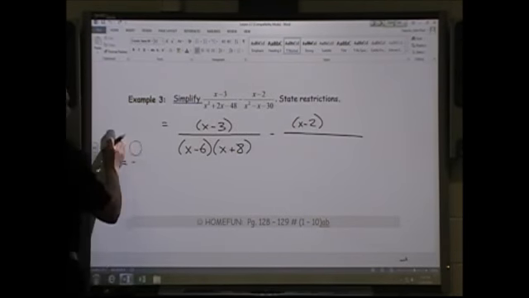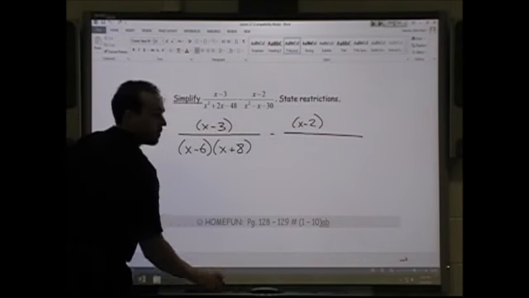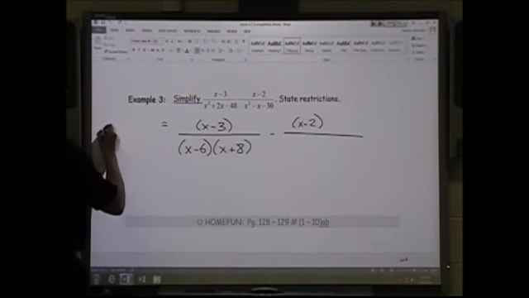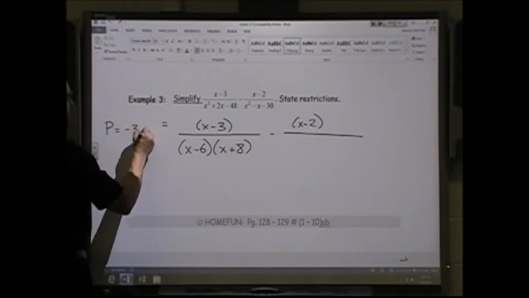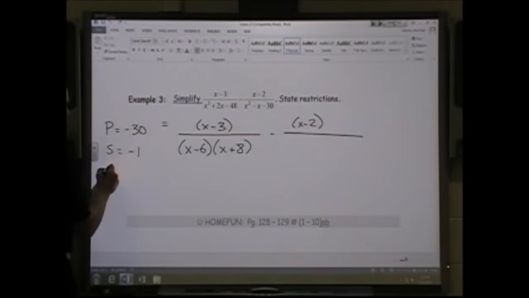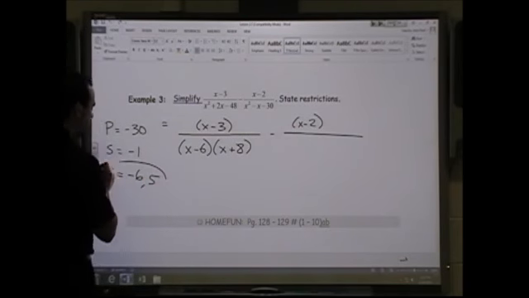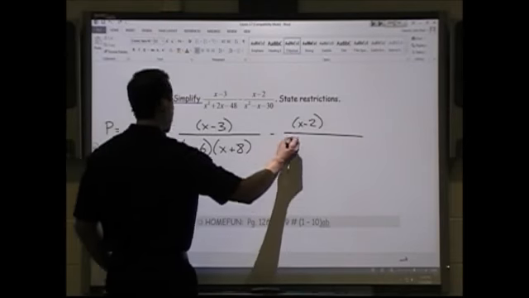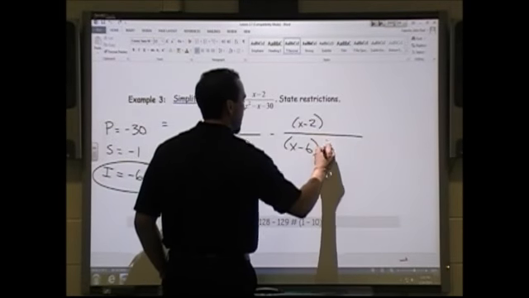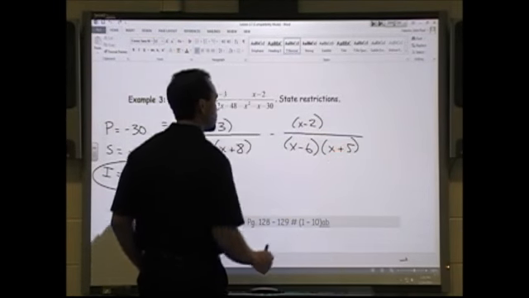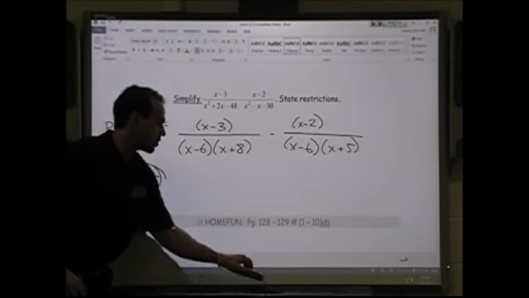The second one is x squared minus x minus 30. The product is negative 30 and the sum is negative 1. Two integers that multiply to negative 30 and add to negative 1 are negative 6 and 5. So this will be x minus 6 and x plus 5. So I factored those two things.